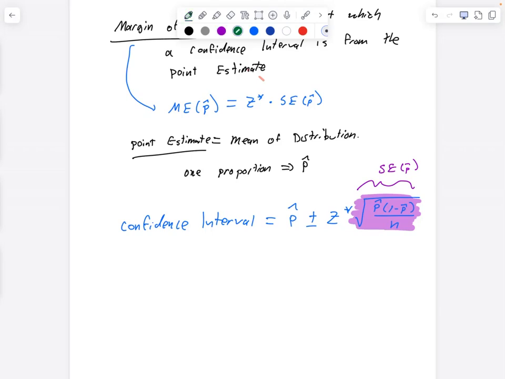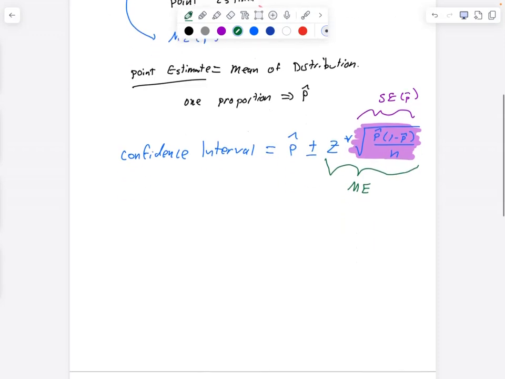But what's most important is that this entire thing right here, this plus or minus, is the margin of error. So all you have to do to find a confidence interval is subtract the margin of error and add the margin of error. Now, many people don't find the margin of error specifically. They just do the z star times. But as you can see in today's problem, it could be easier.